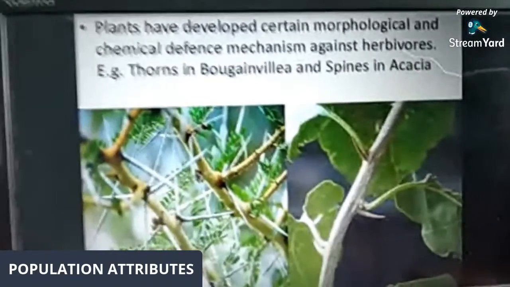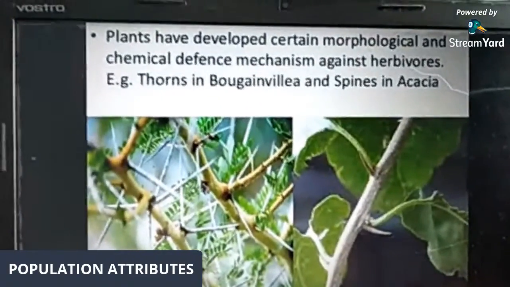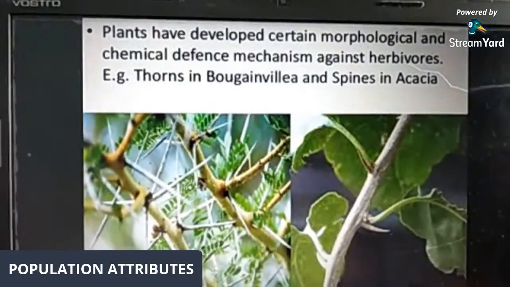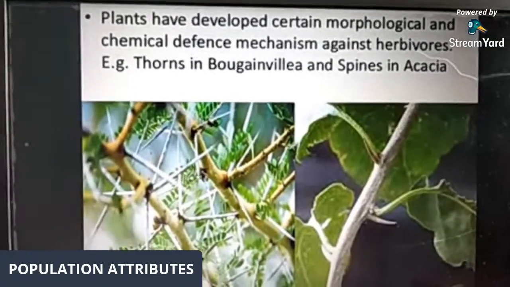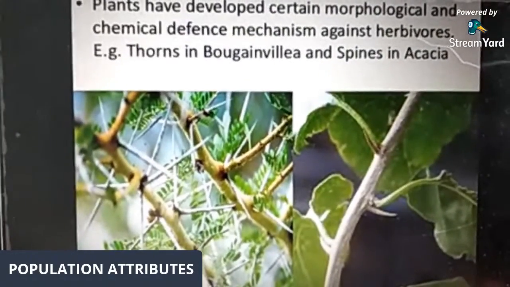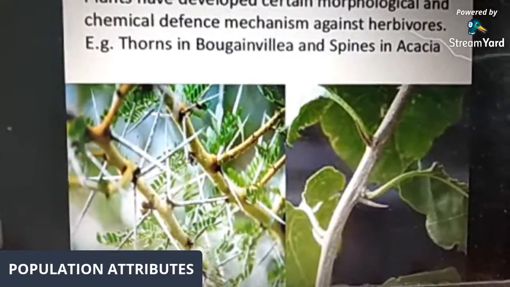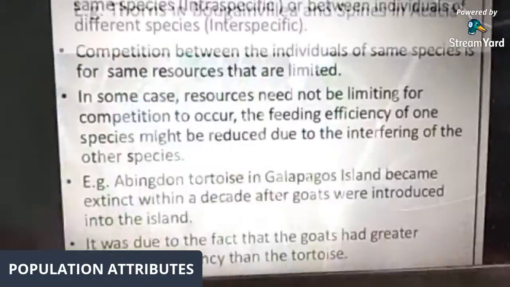Clear? Next example is that plants have developed certain morphological and chemical defense mechanisms against herbivores, like the thorns in bougainvillea and spines in acacia. I think all of you know all those things.